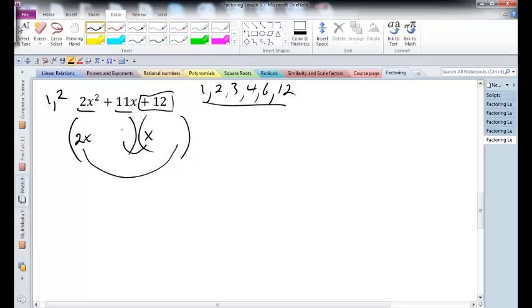How about if I do this? A 3 there and a 4 there. Now you can see I have an 8x and I have a 3x, an 8x and a 3x, and those add up to 11x.